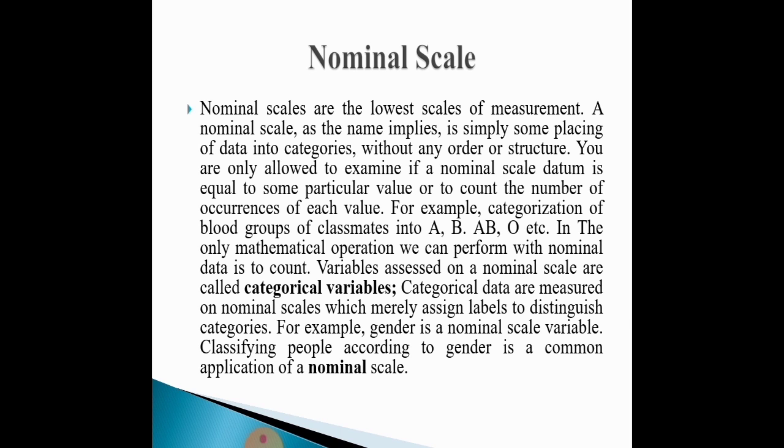For example, categorization of blood group of classmates into A, B, A, B, O. The only mathematical operation we can perform with nominal data is to count. Variables assessed on nominal scales are called categorical variables. Categorical data are measured on nominal scales which merely assign labels to distinguish categories. For example, gender is a nominal scale variable. Classifying people according to gender is a common application of a nominal scale.